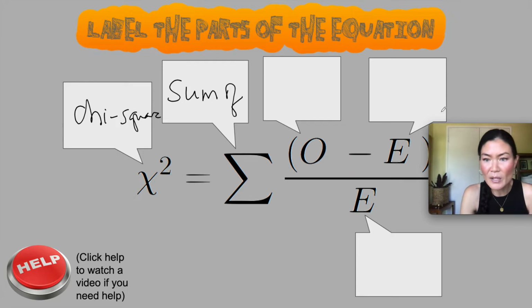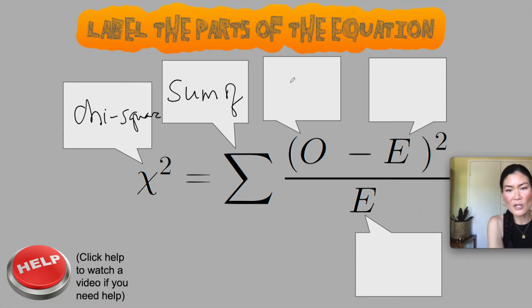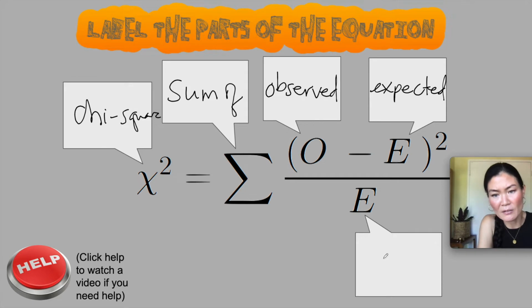Okay, and O stands for observed, like what we actually see in the experiment. It's the observed data. And then E stands for expected. That's what we expected when we did our experiment. So observed versus expected. So it's going to be O minus E, observed minus the expected, squared, divided by the expected.